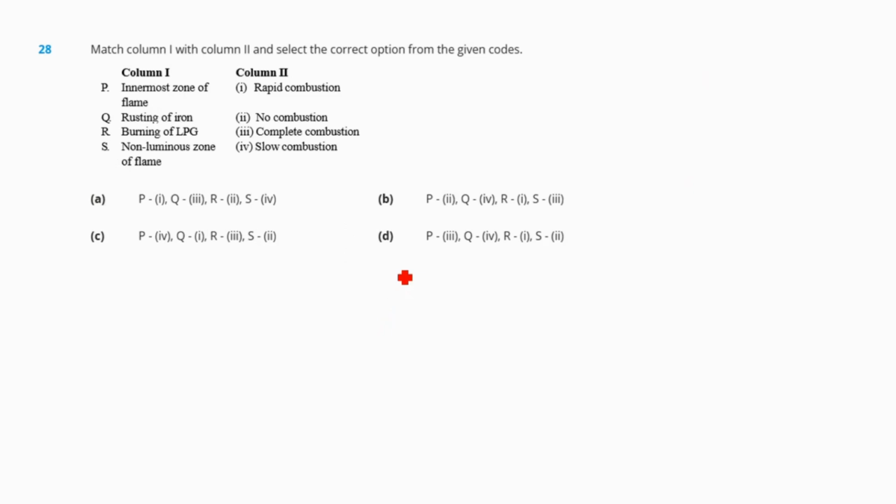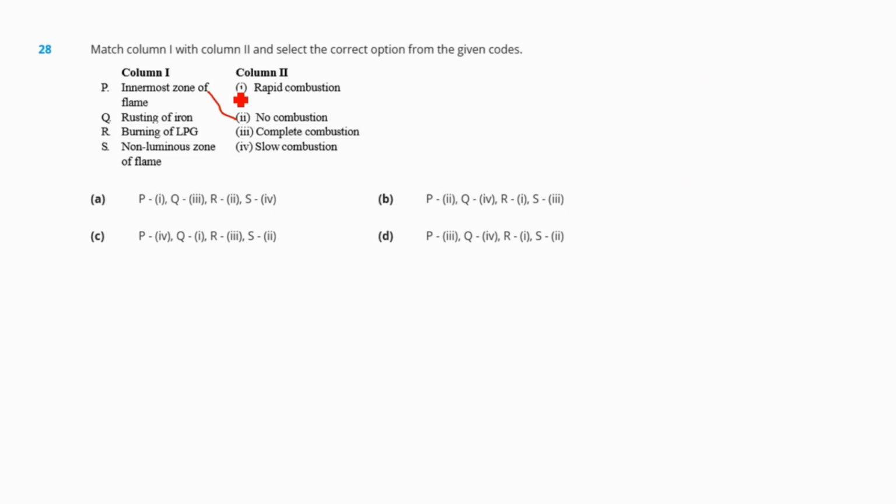Question number 28. Match column 1 and 2 and select the correct option from the given codes. P, innermost zone of the flame. So if a candle burns, the innermost zone of a flame is where no combustion takes place, right? So P will be 2.